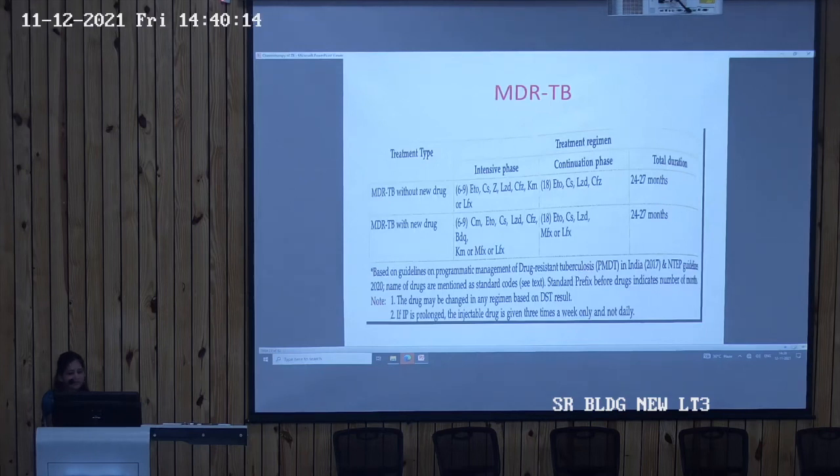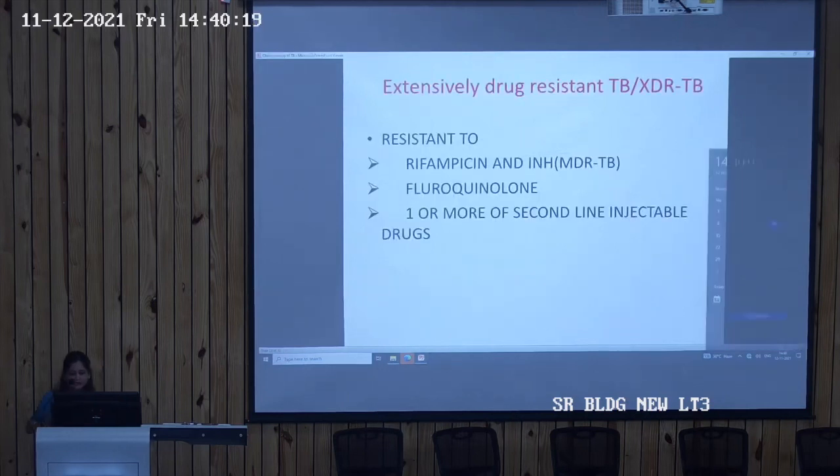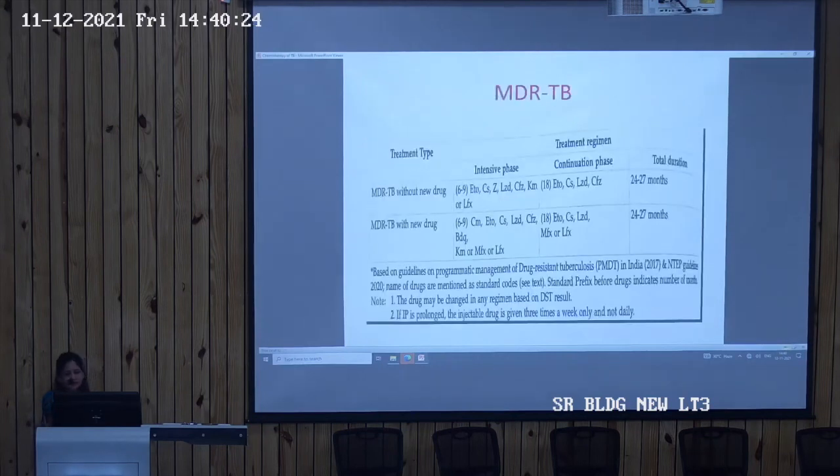You can give one of the first line drugs in the intensive phase, and 4 second line drugs, and 1 injectable or fluoroquinolone can be added. This is given for 6 to 9 months, and for 18 months these 4 drugs will be given. Second line, you are giving the 4 second line drugs. Multi-drug resistant, 4 second line drugs will be given in the continuation phase.